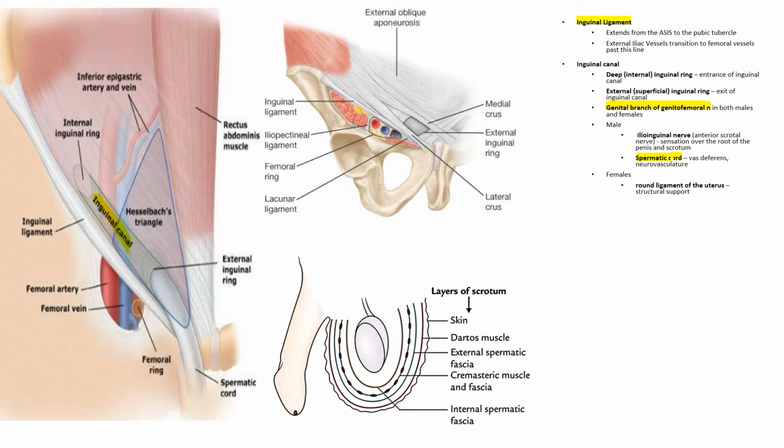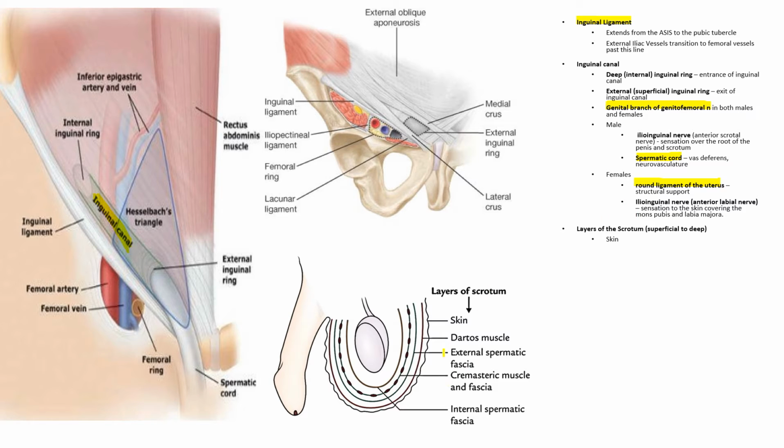In females, instead of the spermatic cord, there is the round ligament of the uterus, which provides structural support for the uterus. And instead of the anterior scrotal branch of the ilioinguinal nerve, there will be the anterior labial nerve, which will provide sensation to the skin covering the mons pubis and labia majora.